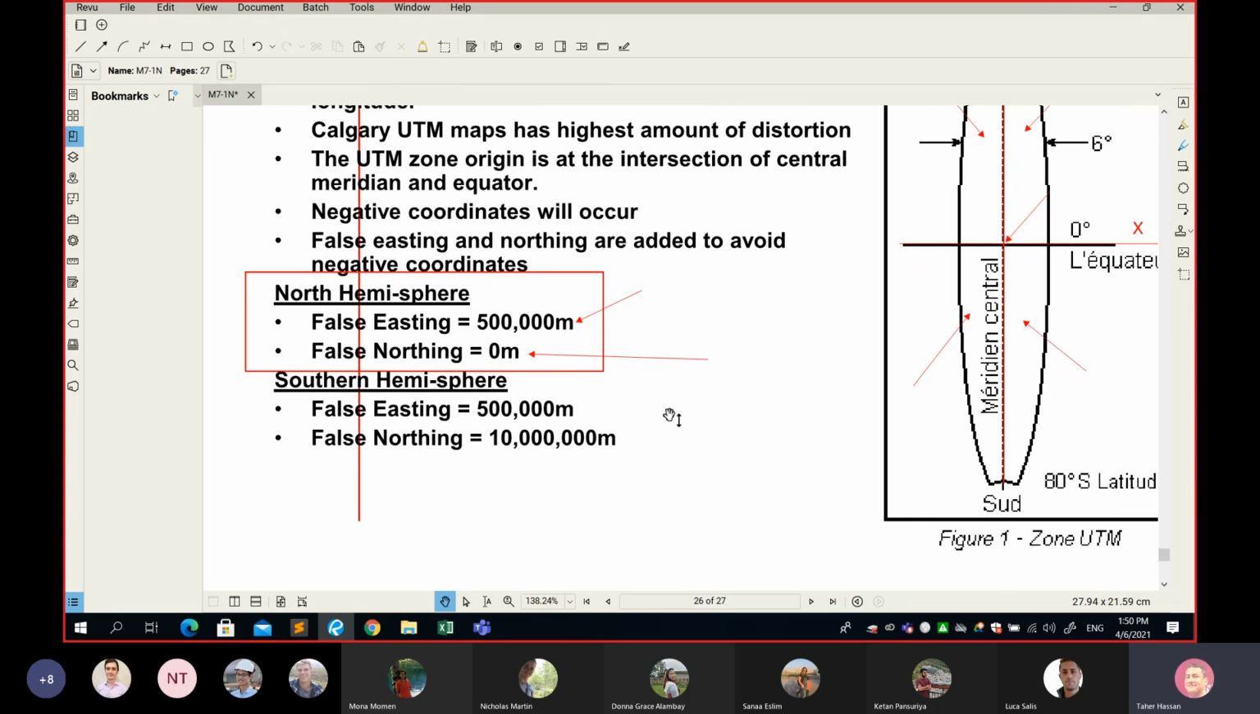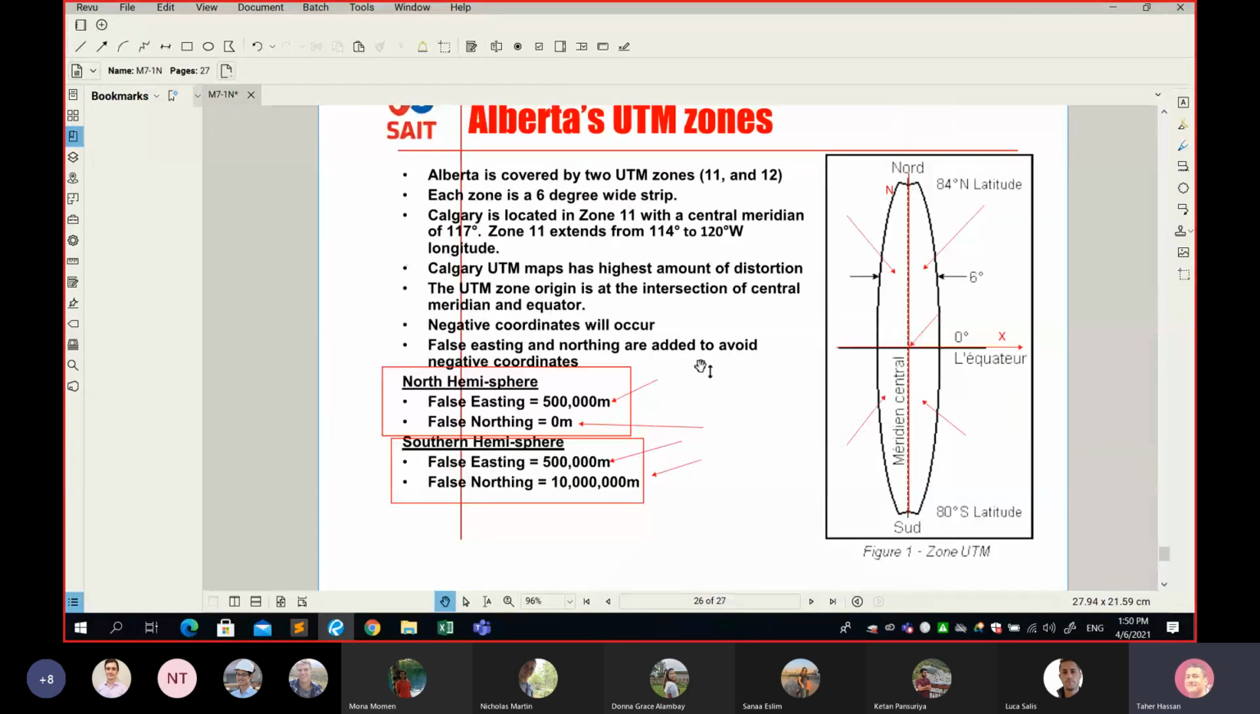For the Southern Hemisphere, we have a problem with both. We can see negative coordinates in X and Y, and that's why in the Southern Hemisphere we have to add both a false easting and a false northing, but the values are different. For the X, we add 500,000 meters, and for the northing, we add 10 million meters. 10 million meters, okay? And remember, the false easting and false northing have no relationship to distortion. All they do is eliminate the existence of negative coordinates.